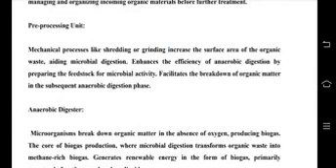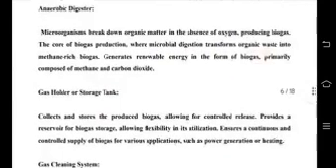Then the anaerobic digester is there. Microorganisms break down organic matter in the absence of oxygen, producing biogas. At the core of biogas production, where microbial digestion transforms organic waste into methane-rich biogas, is the anaerobic digester. This part generates renewable energy in the form of biogas, primarily composed of methane and carbon dioxide.